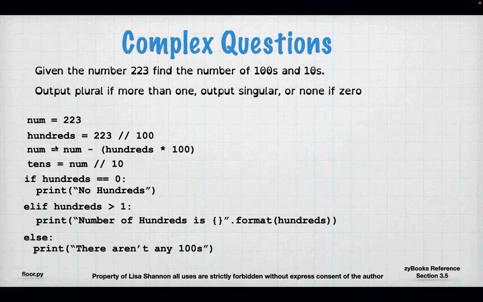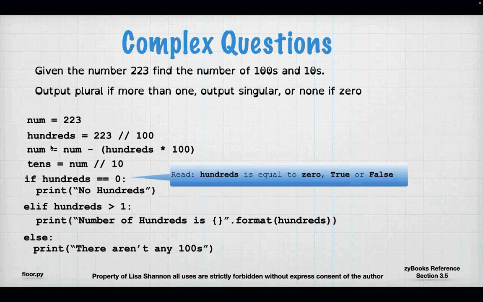The calculations don't come out right. So if I say I have hundreds equal to 223, floor 100, I'm going to get back 2. I'm going to say num equal num minus hundreds times 100. And then I'm going to say tens equal num, modulo, sorry, floor 10, and I'm going to get 2.